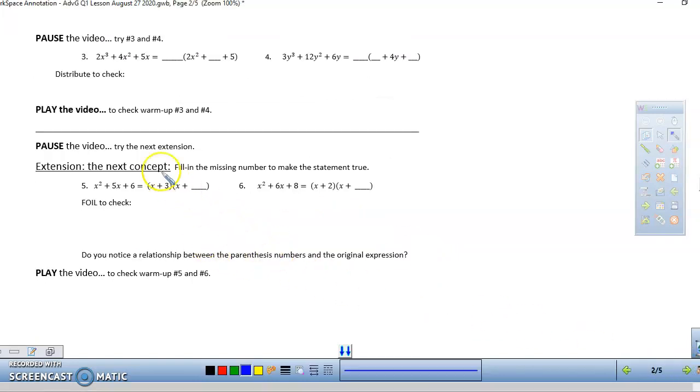Moving on. So the next ones, you're dealing with variables and the greatest common factor. So please pause and try warm-ups 3 and 4.